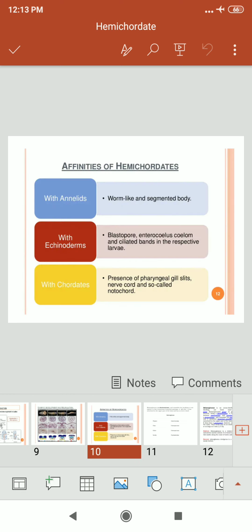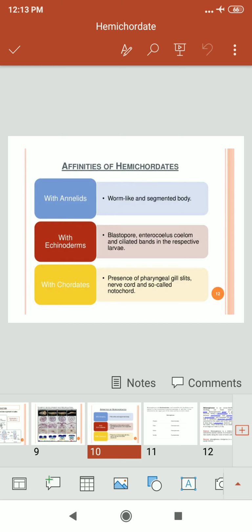These hemichordates have affinities with annelids, the worm-like and segmented body of the annelids you know very well. With echinoderms, the affinities are the blastopore, enterocoelous coelom, and ciliated bands in the respective larvae of these Balanoglossus.